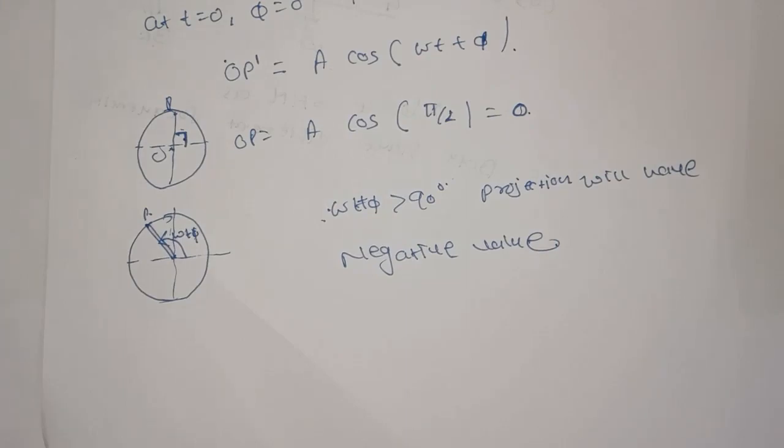The particle P and the circle on which it moves are sometimes referred to as the reference particle and the reference circle respectively. We can take the projection of the motion of P on any diameter. So we can take it on the y-axis also, we can take it on the x-axis also. If we take it on the y-axis, in that case, the displacement will be given by A sine of omega t plus phi.